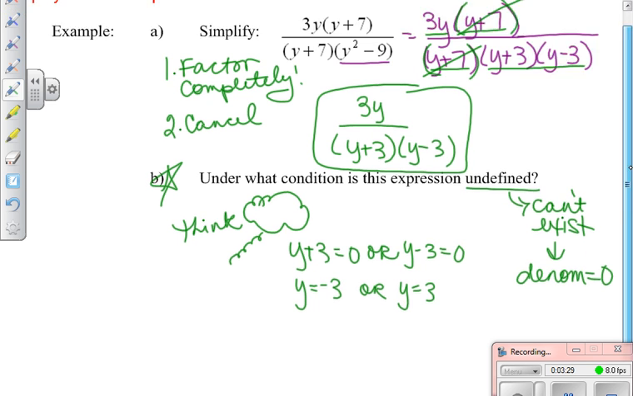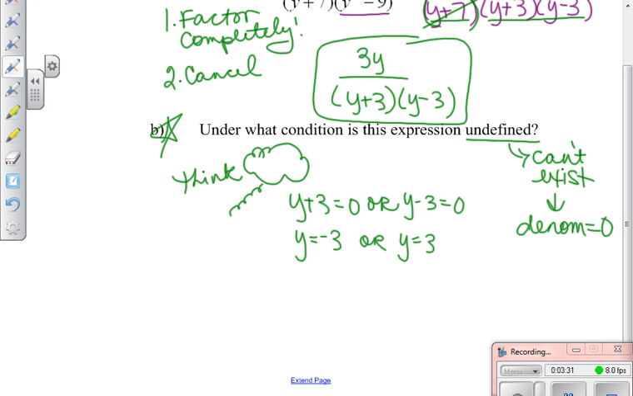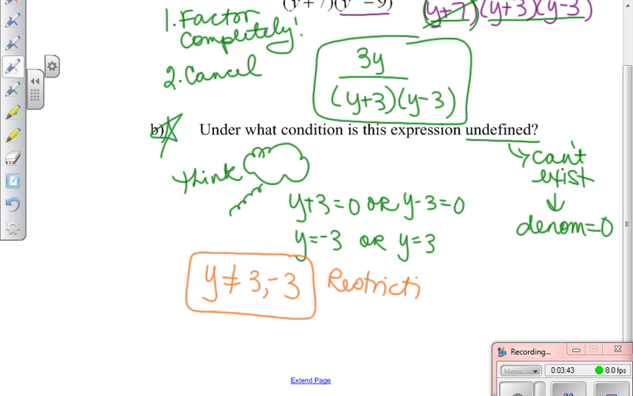So our conditions are y can be anything except y cannot equal 3 or negative 3. Those are the restrictions. I can put any value I want except those two, because if I put either of those two in, it will make the denominator go to 0, which is undefined. It can't happen.